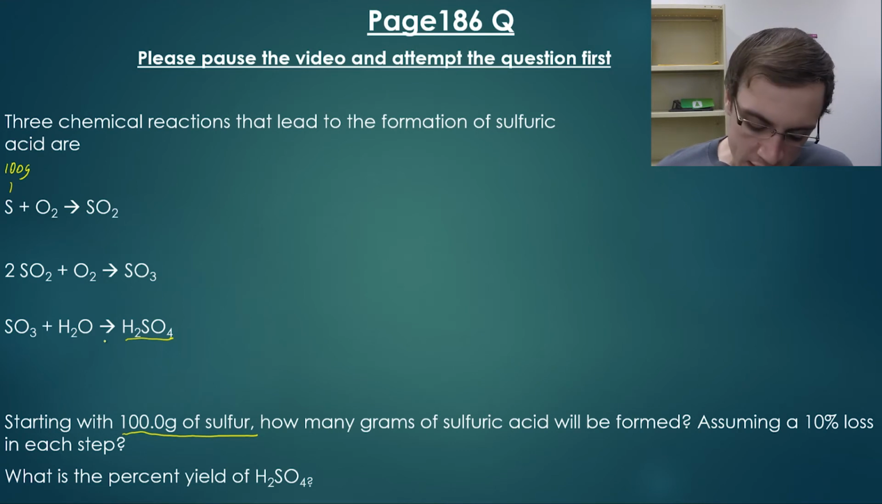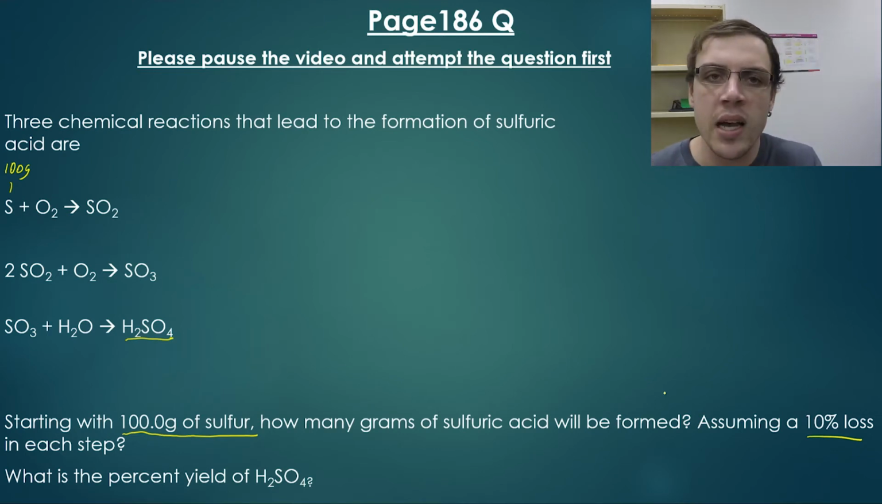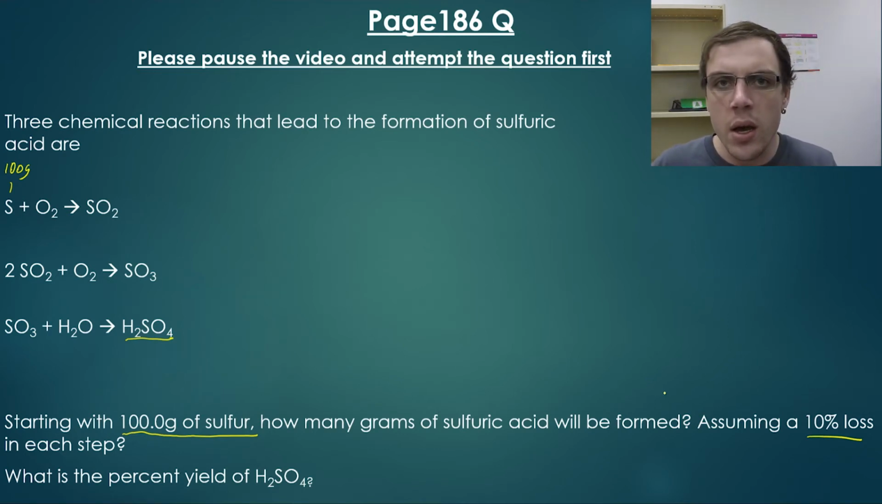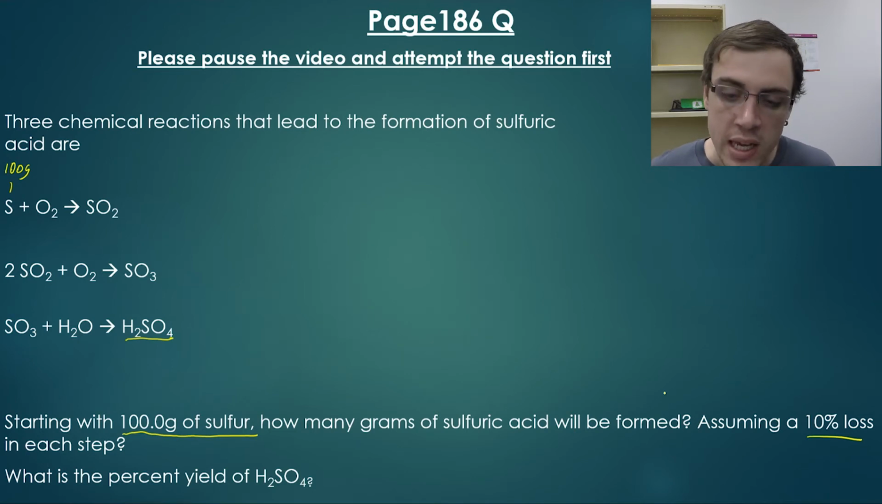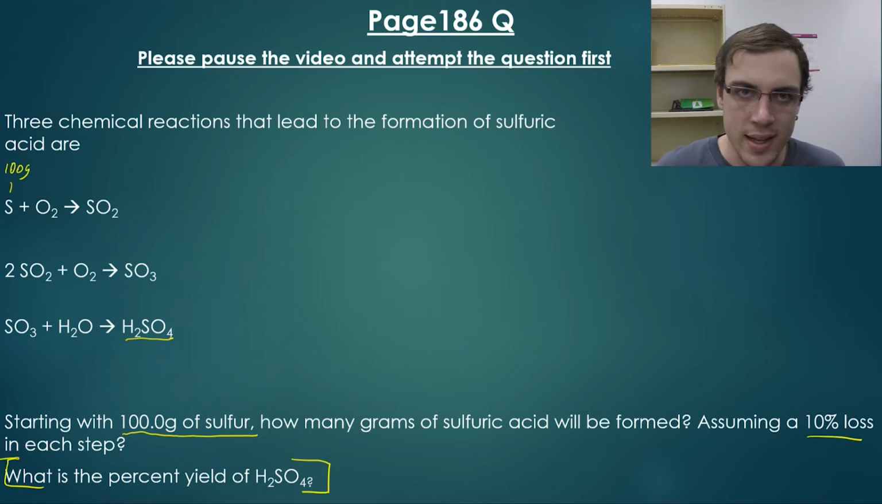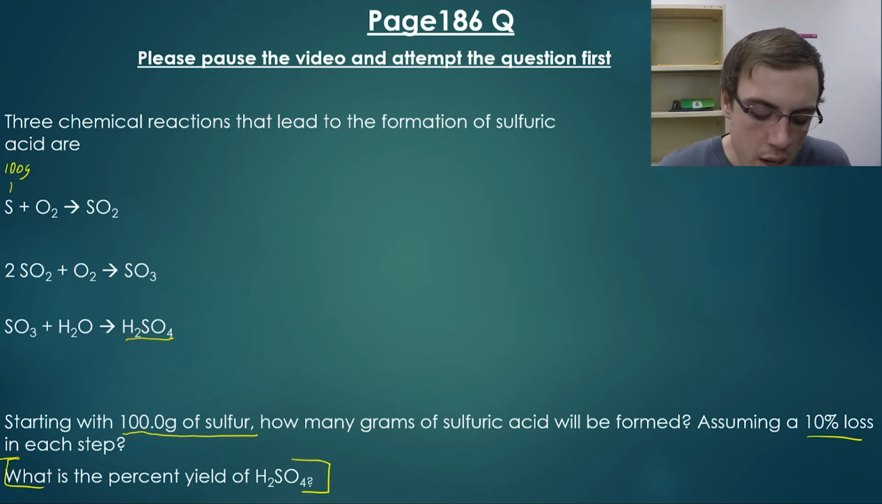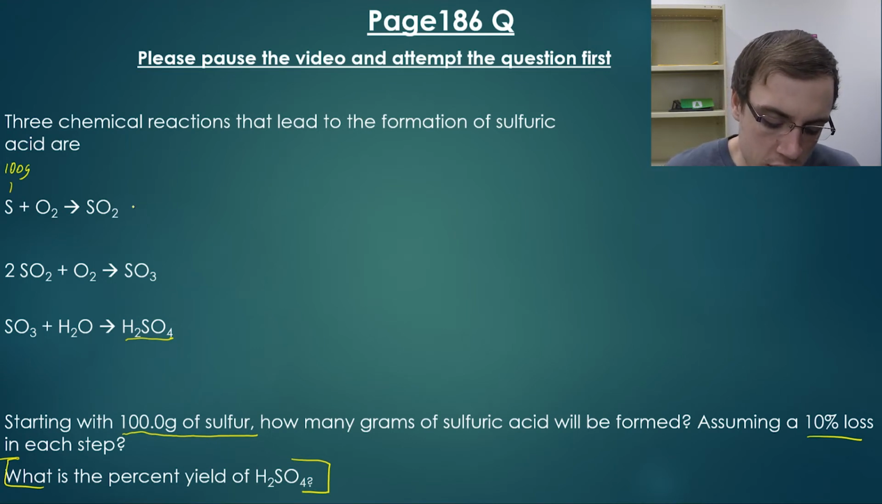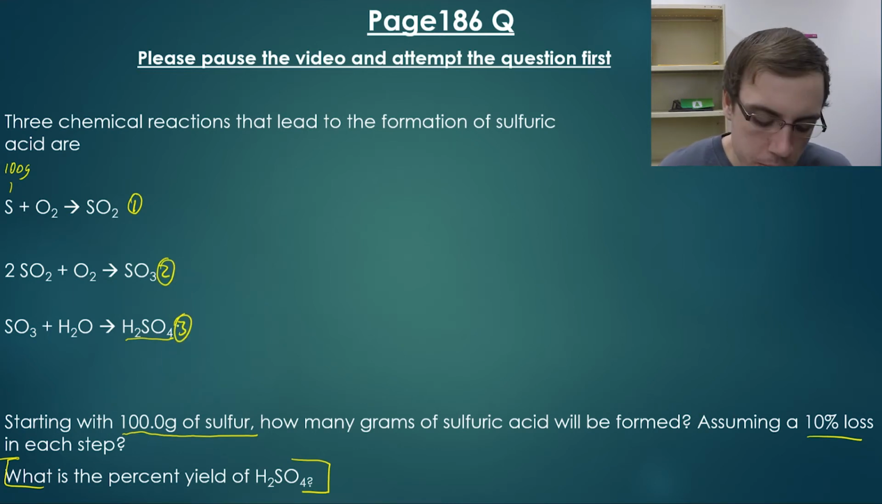Now it says assuming a 10% loss at each step. Okay, so that's interesting. So it means after each of our chemical reactions here, we are losing a total of 10%. So that's something we do need to keep in mind. And it's also asking what is the percent yield of sulfuric acid. And we can now, let's hook into it. Let's start to figure it out. So the first thing we need to do, I'm actually going to just denote this as 1, 2, and 3, just so you can see where my calculations are going.